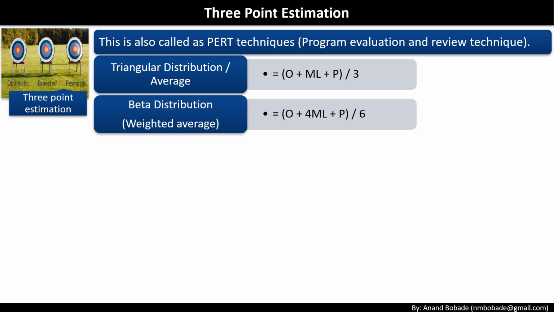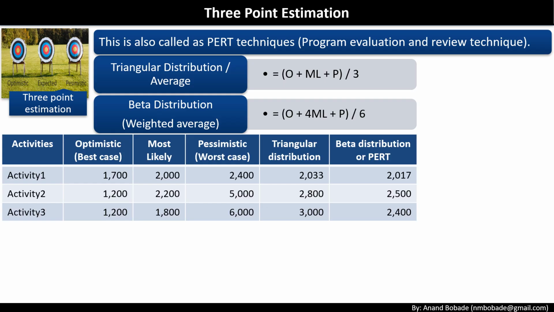Let's look at an example. Imagine we have 3 activities, and we've estimated their costs using our O, M, and P values. Activity 1. Look at the numbers. They're all pretty close together. The most likely estimate is $2,000, and our triangular and beta estimates are very close to that. $2,033 and $2,017. This tells us there's very low variance and we're pretty confident in our estimate.